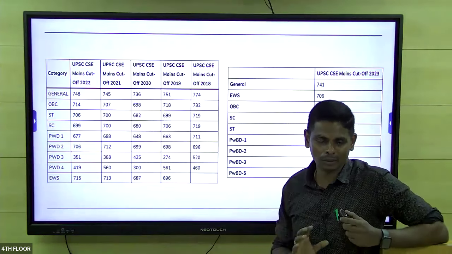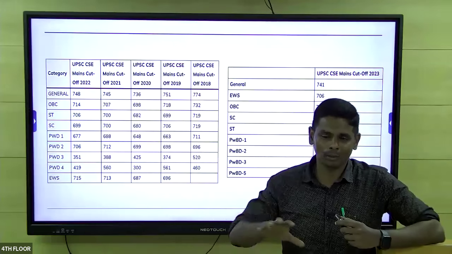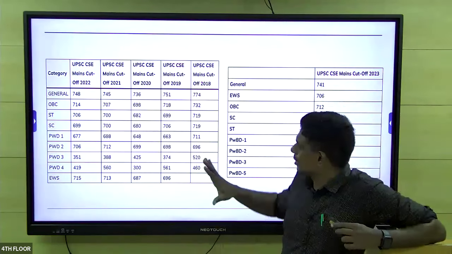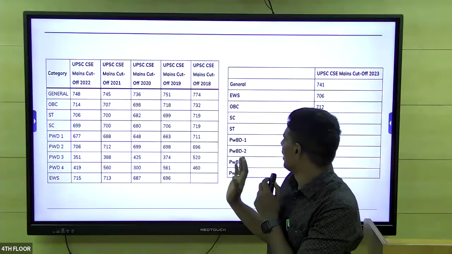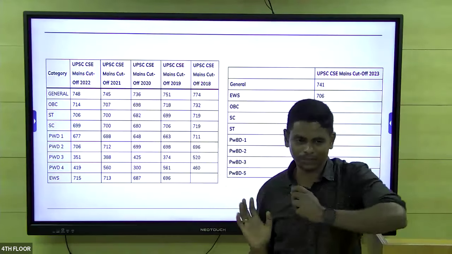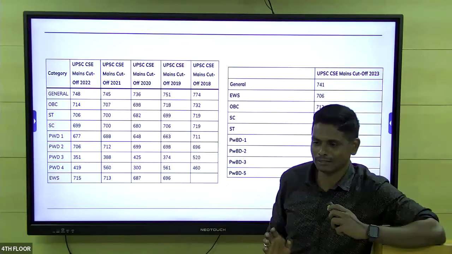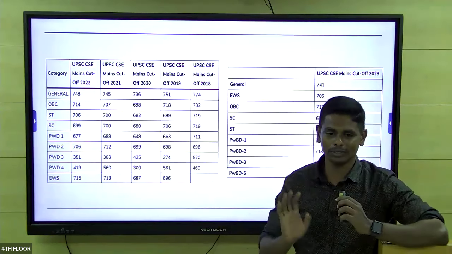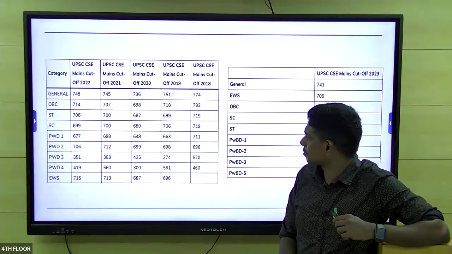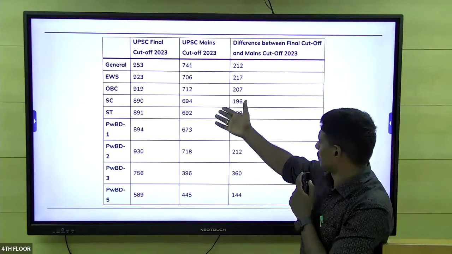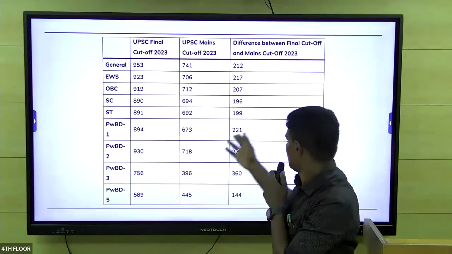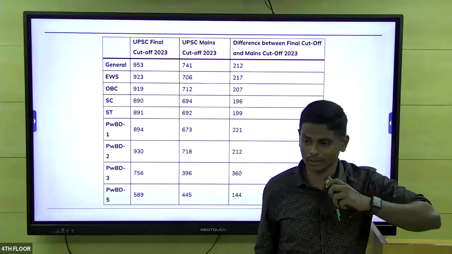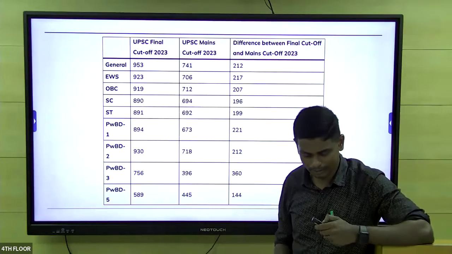So I should know what mark I will be getting on average. So this is the average. Somewhere around 740, 750 is a safe bet. If I get 750 plus, then I will be into the services. The final cutoff with the interview marks added, 741, 953 means 212 marks for the interview and so on.